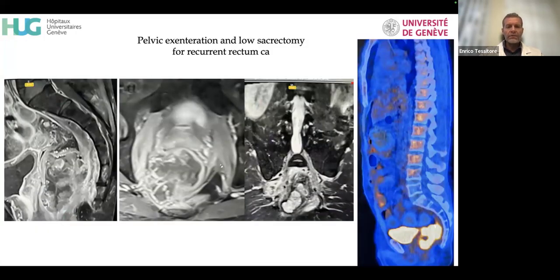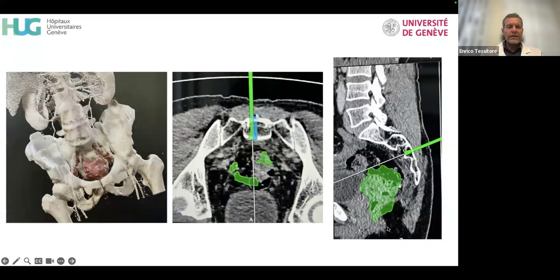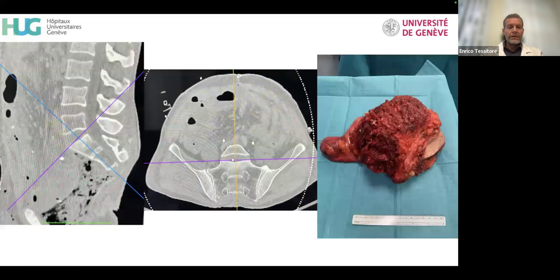Again, a recurrent rectal cancer, operated several times, already radiated, and invading the presacral fascia and the lower part of the sacrum. You might see the PET CT scan. Again, we used the iPlan software for the virtual pelvis, and we performed a safe osteotomy, which was a mid-sacral osteotomy, and the pelvic exenteration with the help of our general surgeons. Here you might see the cut at the level of the sacrum and the surgical piece together with the skin.